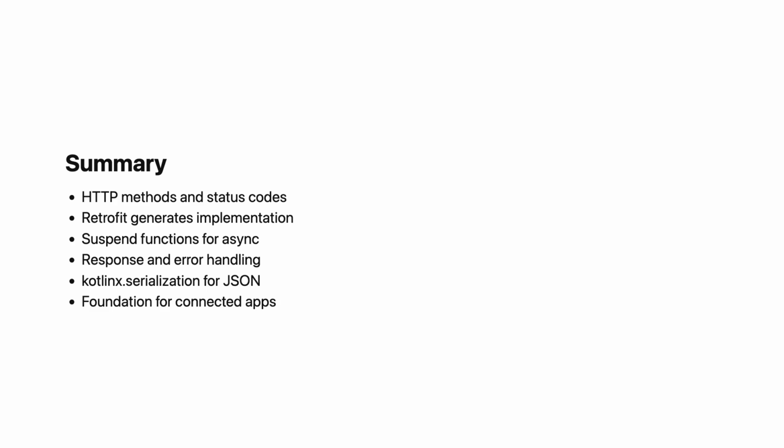Let us summarize. HTTP is the protocol. GET, POST, PUT, DELETE are common methods. Retrofit generates API implementations from interfaces. Suspend functions make network calls non-blocking. Handle responses and errors appropriately. Kotlinx.serialization parses JSON with annotated data classes. Network requests are foundational for connected apps.